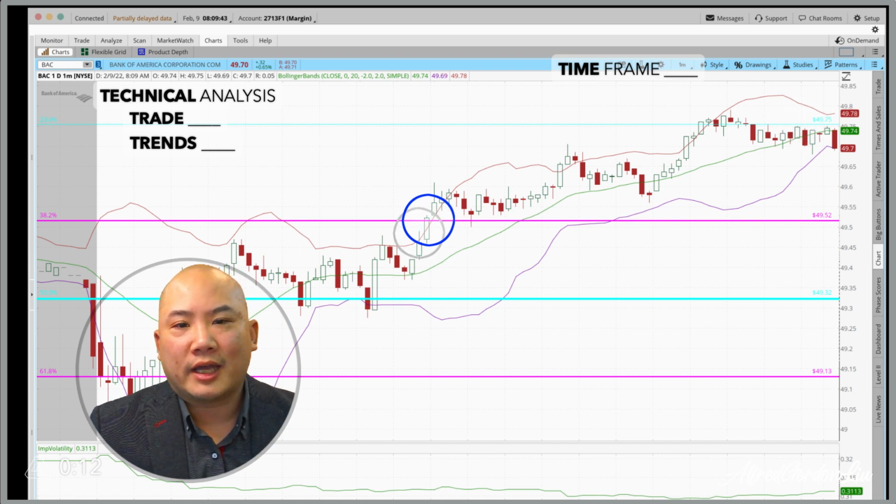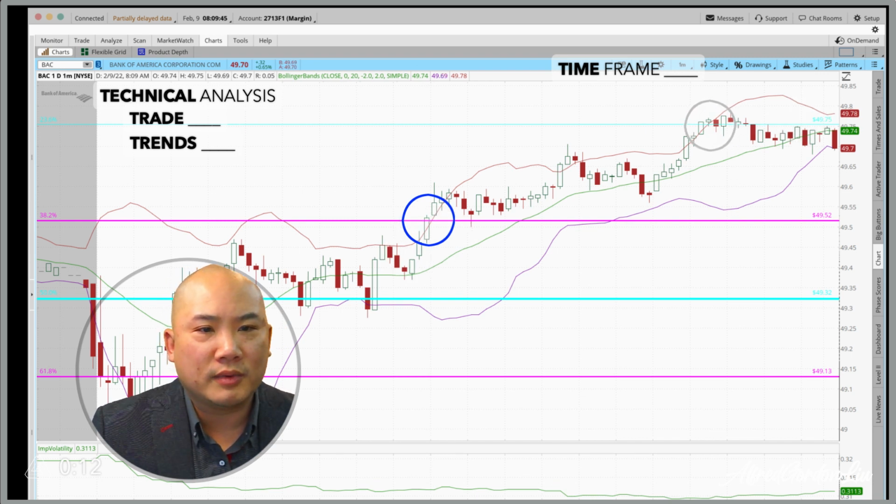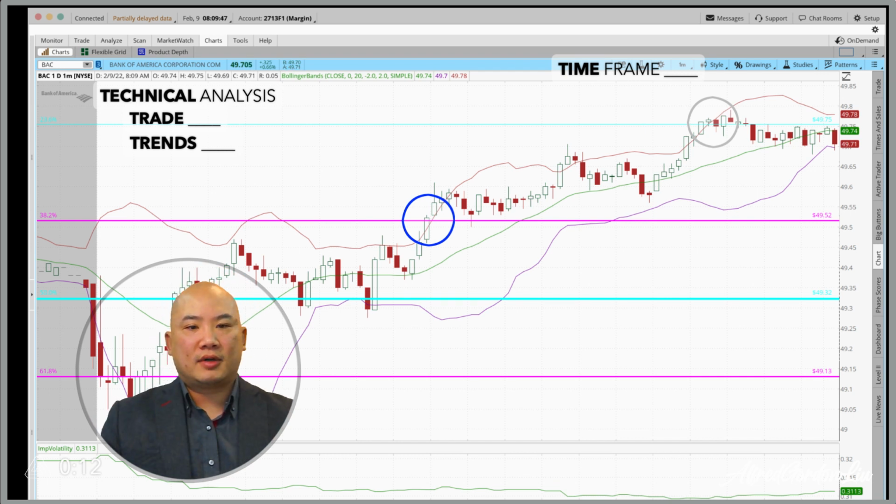So this is a breakout. Again, that's what happens when it goes to the upside. This is what happens when it hits a ceiling, right?